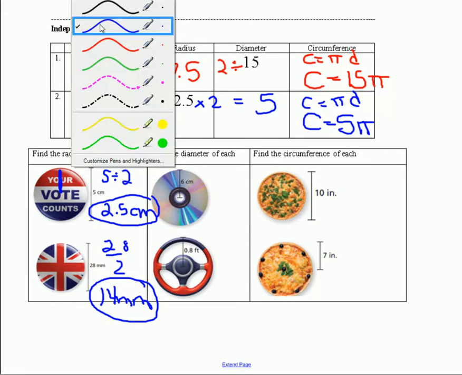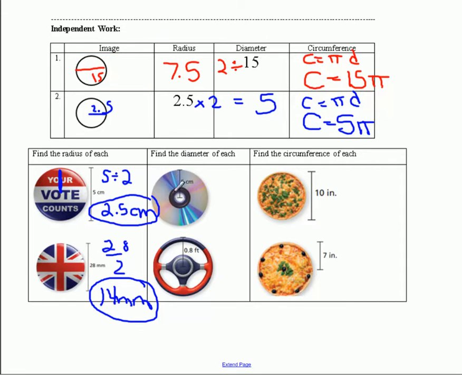Alright, next one says find the diameter. So here's half of the circle. I want the full circle. So 6 on this side, 6 on the other side will make 12 centimeters. 6 on top, 6 on the bottom, 12 centimeters. 0.8 feet plus another 0.8 feet, if you got to add it, but I know you got a calculator. This will be 1.6 feet. If you add it on the calculator, you should get the same answer. 0.8 plus 0.8 is 1.6.